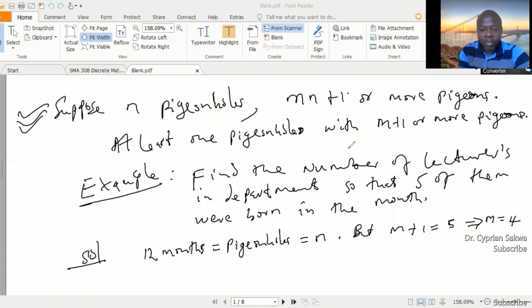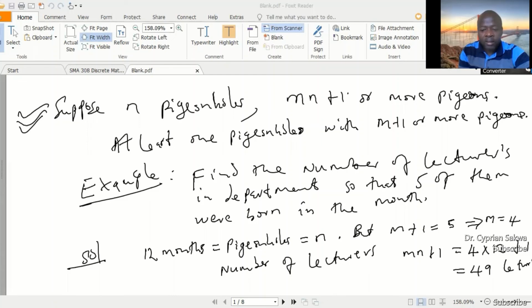So to get the number of pigeons, that is the number of lecturers, it will be given by mn plus 1, where m is 4 and n is 12. Then add 1 and we get 49 lecturers. So this department should have 49 lecturers so that 5 of them are born in the same month.